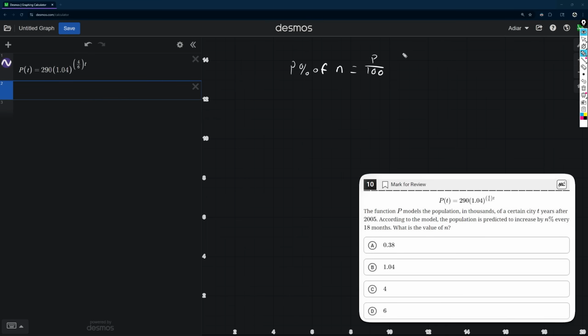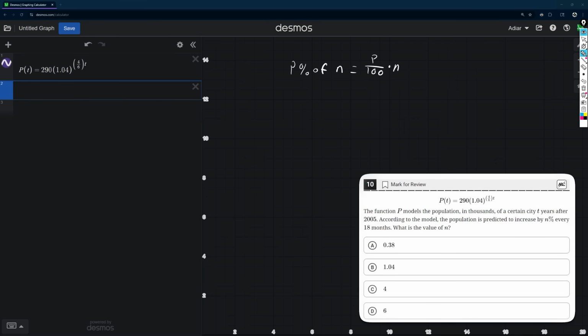Percent is just divided by 100. And it's actually cool that they use that word because per means divide. Like miles per hour is miles divided by hour. And cent means 100, like centipede or century. So percent literally means divided by 100. So it's easy to remember. So P percent of means times, and N. And that's why this percent is really easy. P percent of N is P divided by 100 times N.